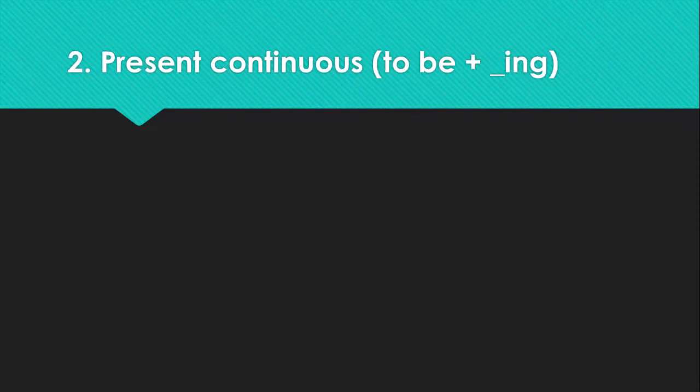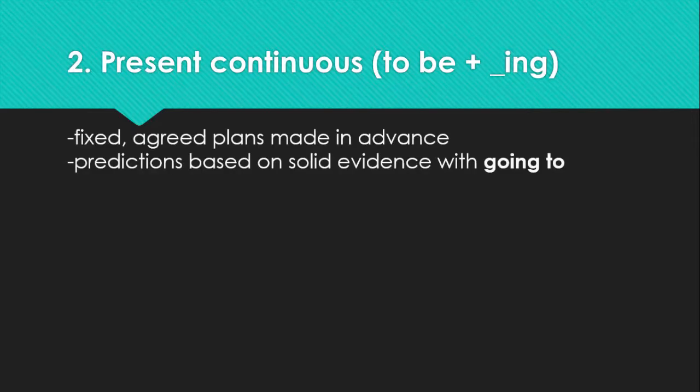The next tense is present continuous, and that's obviously to be in the correct form plus the ing form of the verb. So the present continuous is more than just a present tense. You use it in English to also talk about the future. What future? Fixed, agreed plans made in advance. So anything you are sure that you are going to do or that you are not going to do. And you can also use it for predictions when you have solid evidence, when you are sure, with going to. Let's look at some examples.